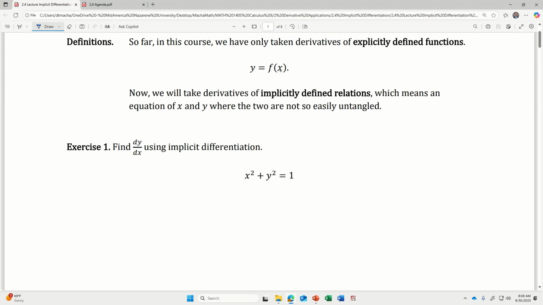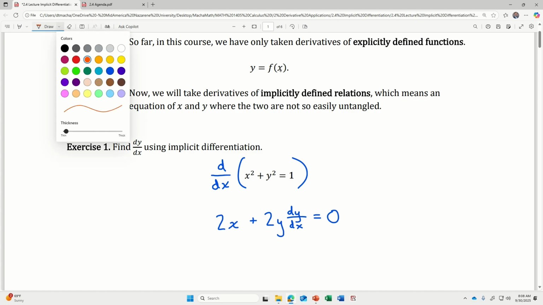So if I'm looking at x squared plus y squared equals 1, and I want to take the derivative of both sides with respect to x, what would that look like? The derivative of x squared would be 2x. And what I'm about to write down next might sound a little crazy, but this is going to be 2y times dy dx. And the derivative of 1 is 0.